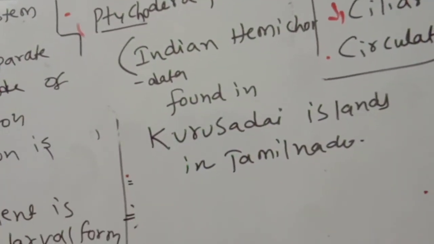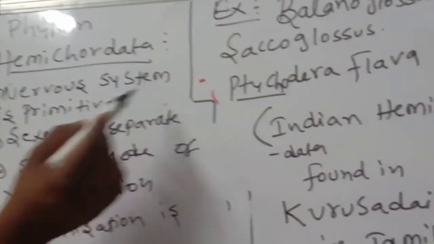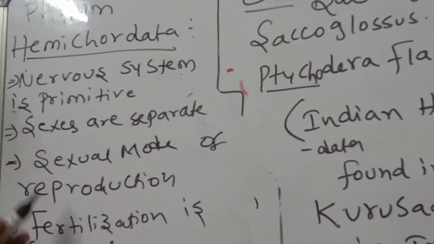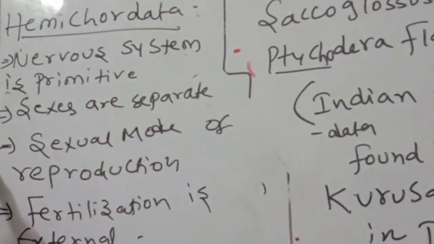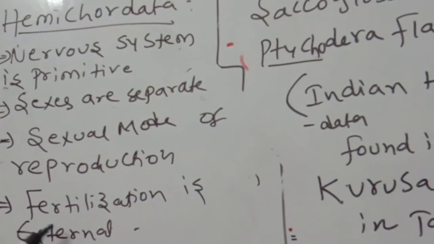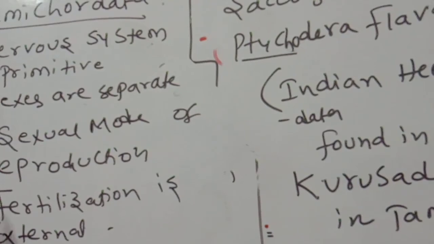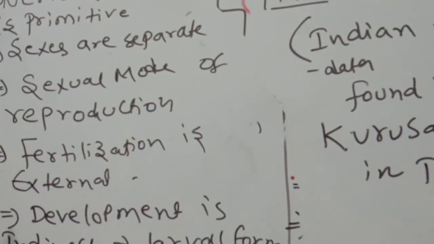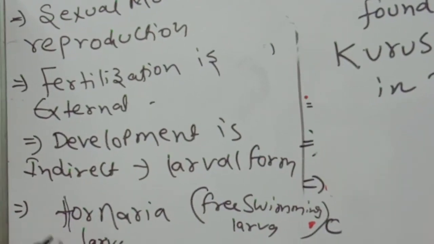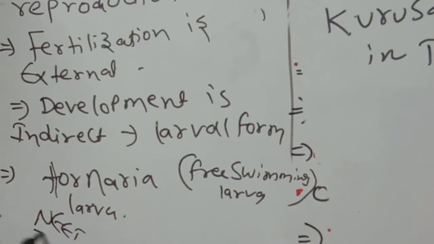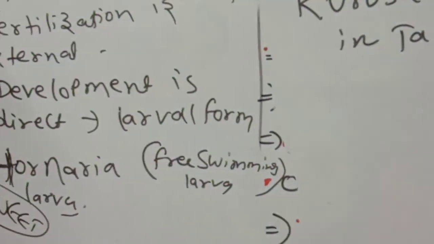Hemichordate nervous system is primitive, not that much developed. Sexes are separate: male and female are separate. Only sexual mode of reproduction takes place. Fertilization is external, with male and female gametes joining together outside of the body. Development is indirect, meaning a larval form is there. The larval form of hemichordates is Tornaria larva, a free swimming larva.